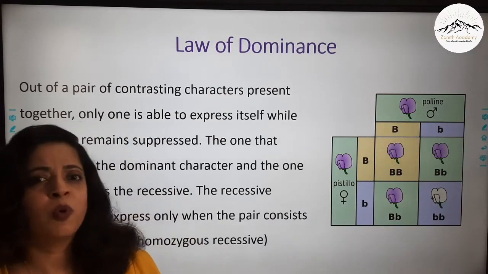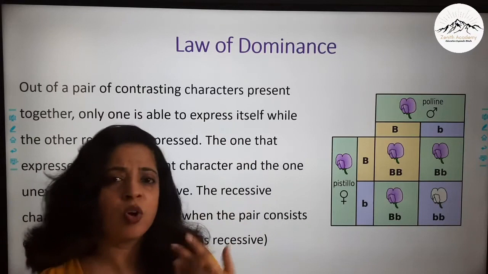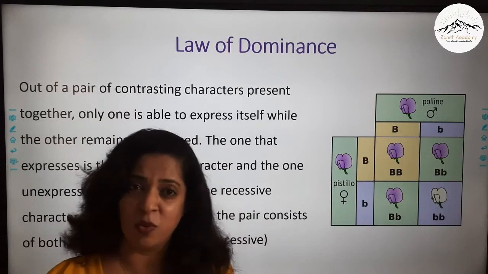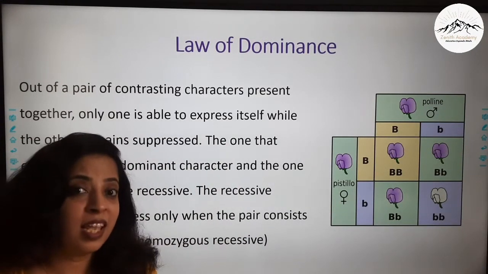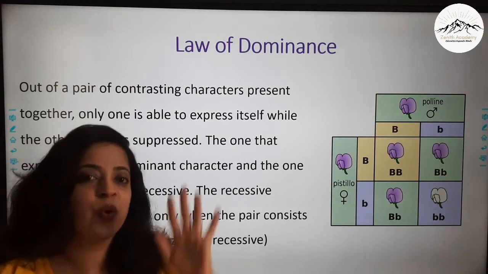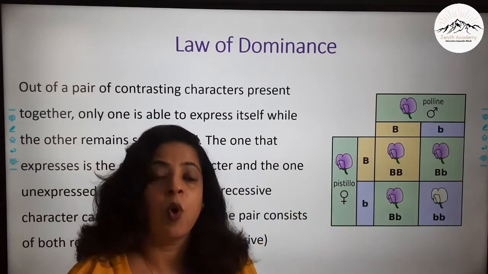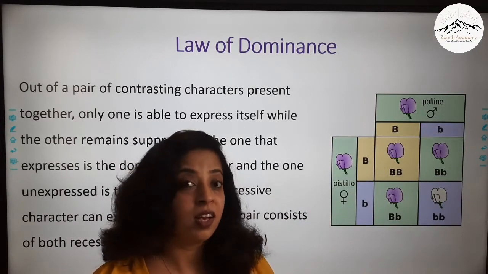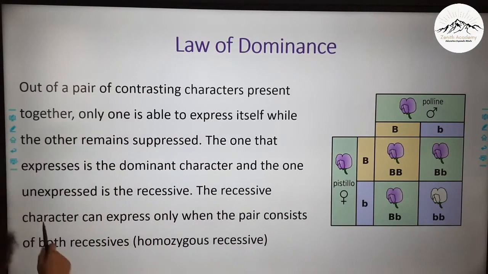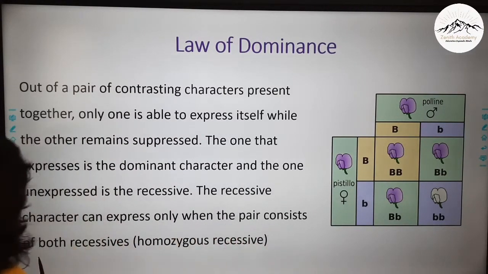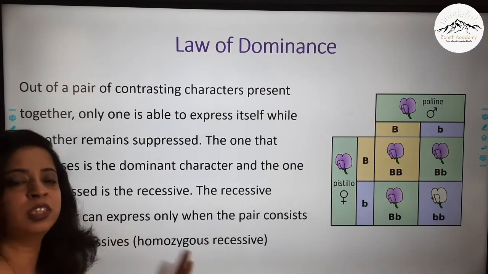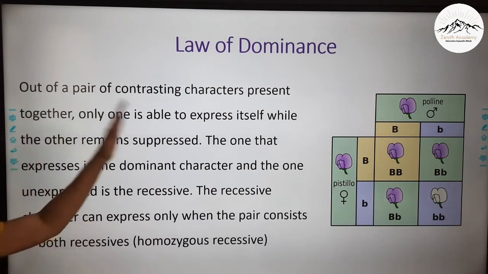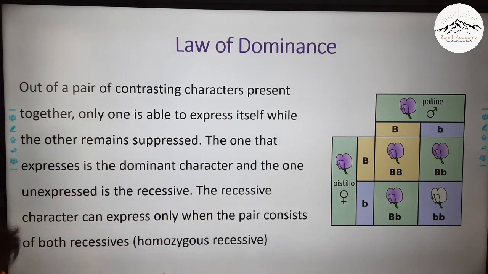Now students, suppose these 2 or 3 students who are dominant go out of the class, they are not in the class, then only the students who are recessive, who are unexpressed, can get the confidence to raise their hand and ask questions or answer any question. So when are they able to express? When there are no dominant people. So they can express only when the pair consists of both recessive. So only those students are there who are recessive already. In their presence only they can express themselves. So I hope now due to this analogy you are able to understand the law of dominance.